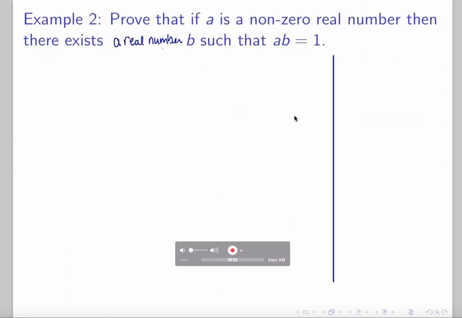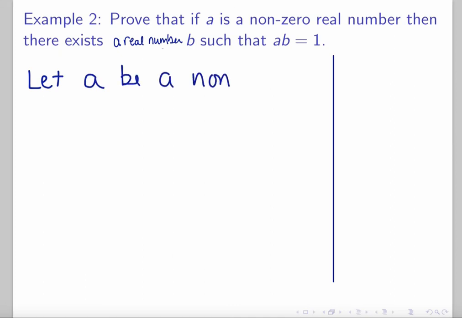In our next example, we kind of combine the two kinds of proofs. We have an if-then statement, so we have that conditional statement, but we also have a there exists. So we want to prove that if a is a non-zero real number, then there exists a real number b such that a times b is equal to 1. So we have that if-then statement. We're going to do a direct proof, so we'll start off by letting a be a non-zero real number, right? We're going to assume the if, and then we're going to try to conclude the then. So we have let a be a non-zero real number.